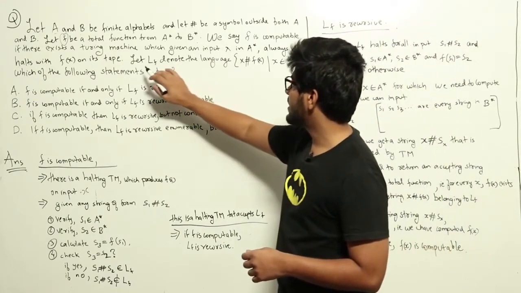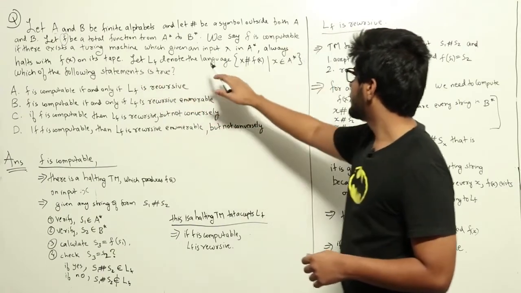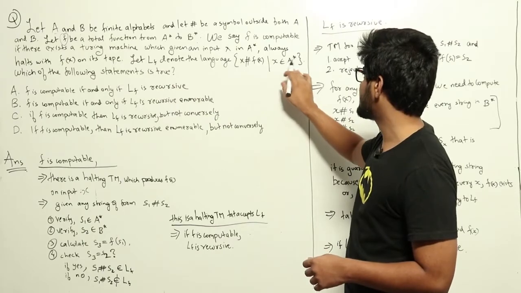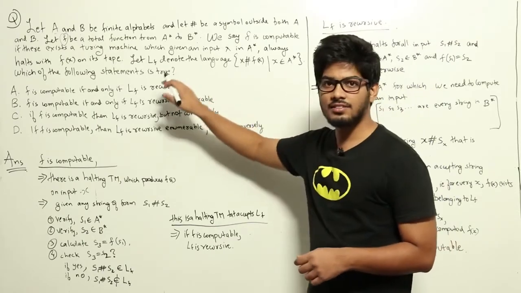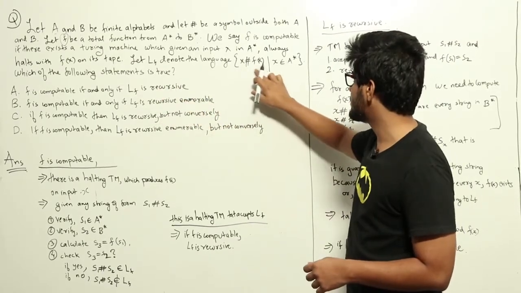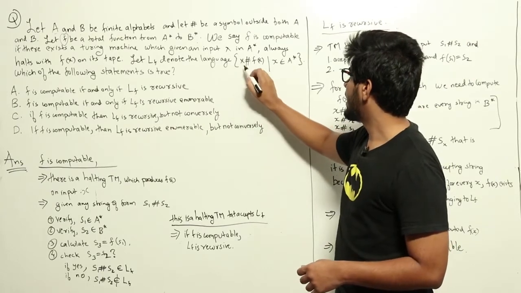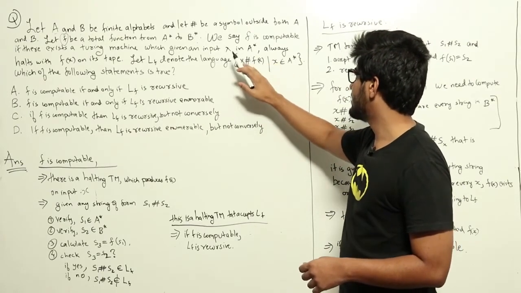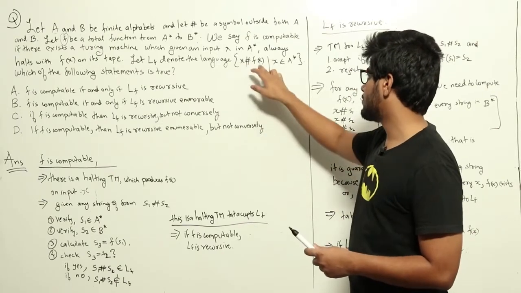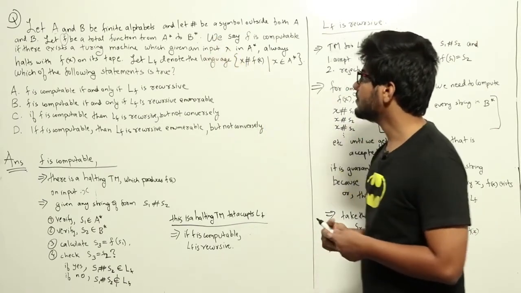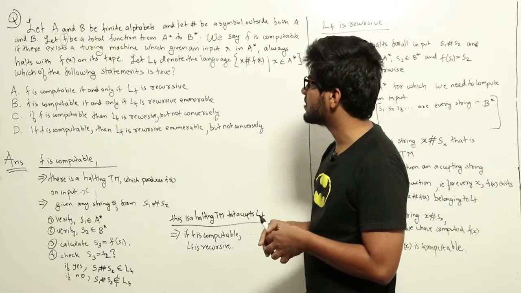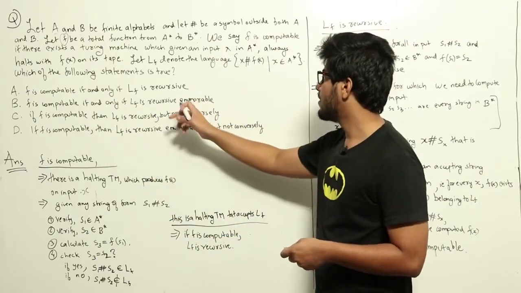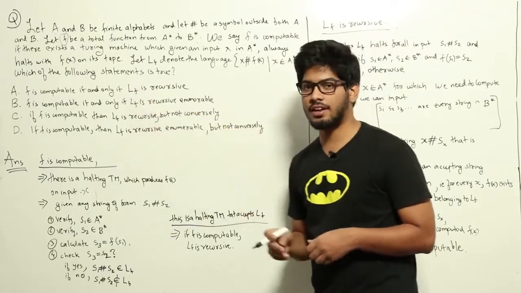And they have also given us another language LF, denoting the language x hash f of x such that x belongs to A star. Now LF is a language which contains strings of this form, such that x belongs to A star, and then there is a hash, and after that the f of x part appears, f of x belongs to B star. Now they are asking which of the following statements is true regarding computability of the function and then recursive or recursively enumerable nature of LF.